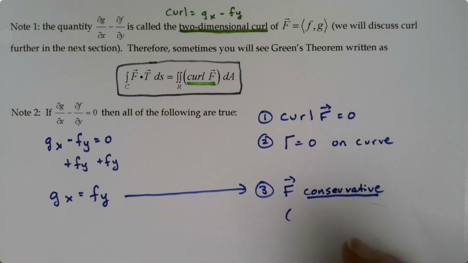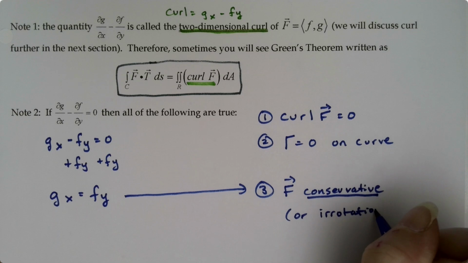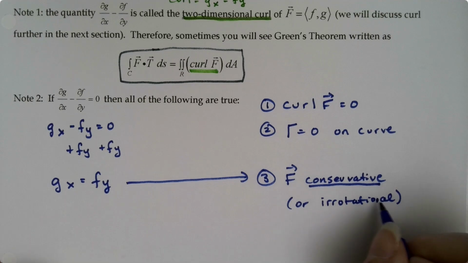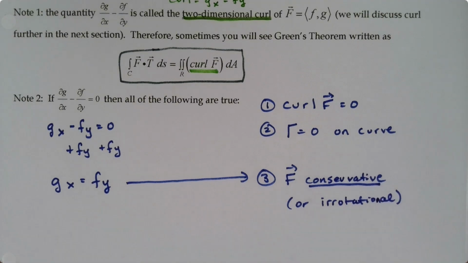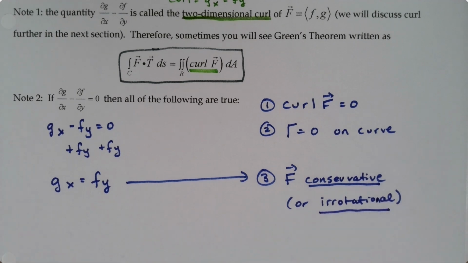Another word for conservative, by the way, I gave you other ones: source-free, irrotational. There we go. Always takes me a second to write that one. They mean the same thing. So an irrotational vector field is also a conservative vector field.